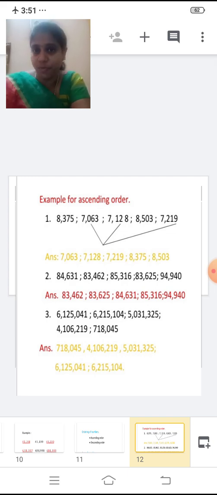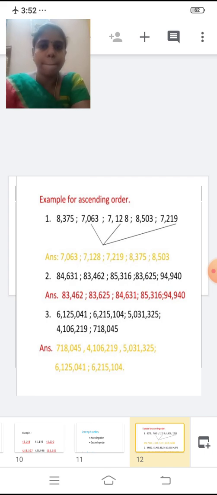You have to compare the leftmost part, right? So see the thousands place now. 8, 7. 7 is smaller than 8. So we have 3 sevens in the thousands place. So we have to compare the next digit, that is the hundreds place. Second number we have 0, third number we have 1, and fifth number we have 2 in the hundreds place. Now tell me, which is the smaller digit? 0, right? So 7063 is the smallest number.